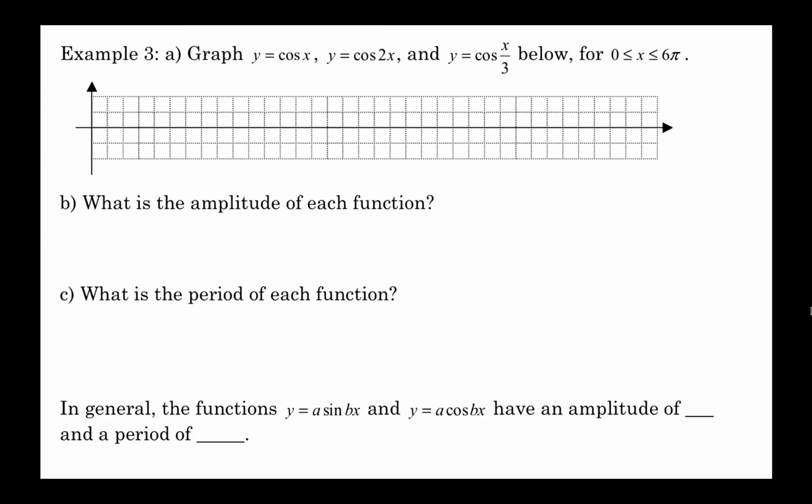So now let's take a look at the graph of y equals cosine x, cosine 2x, and cosine x over 3. And so my axes, I'm going to have it go from 0 up to 6 pi for x, and y is going from negative 1 to 1. So what you'll notice this time is that we've got our usual y equals cosine x, and now just doing a few cycles of that. The third cycle. And so I'm going to label that y equals cosine x.